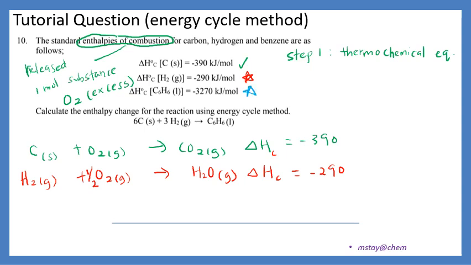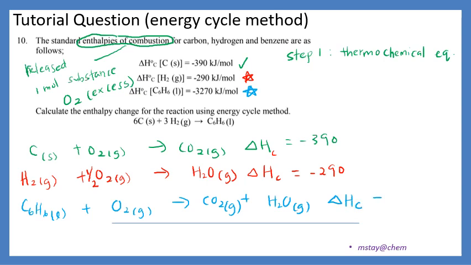Last one is the combustion of liquid benzene. C6H6 liquid plus oxygen gas will produce carbon dioxide gas and H2O gas as well. Then the enthalpy of combustion is negative 3270. However, the equation hasn't been balanced yet, so we need to balance the equation.